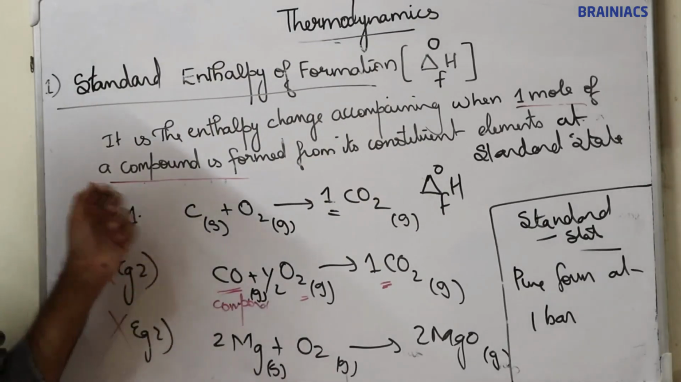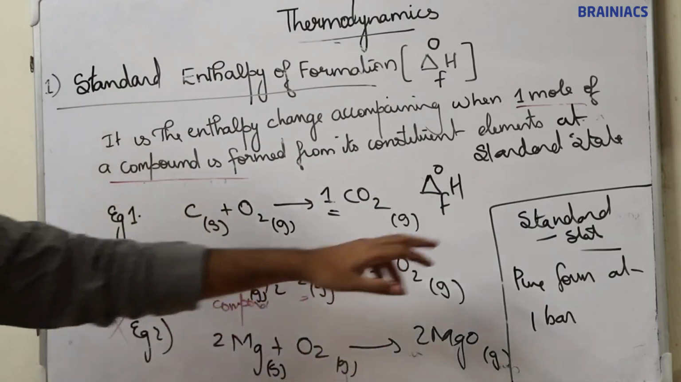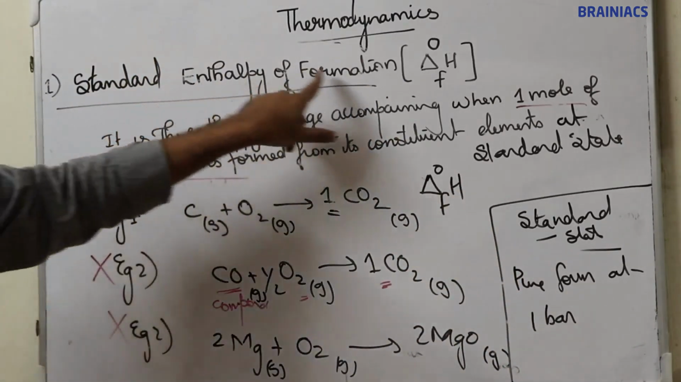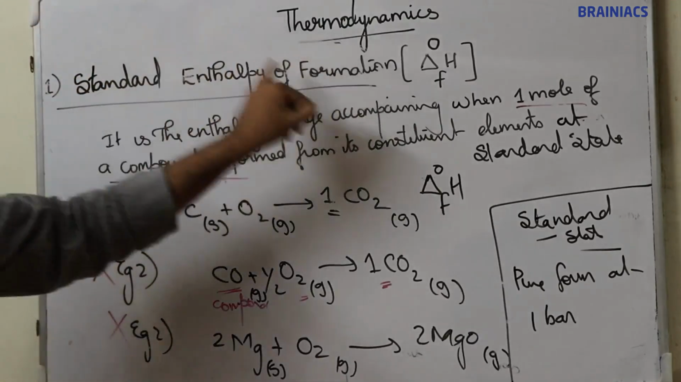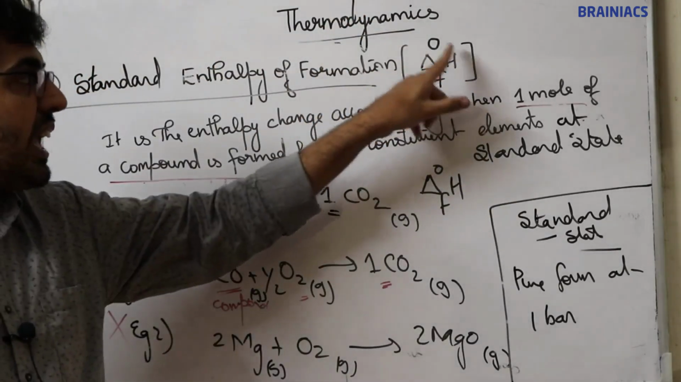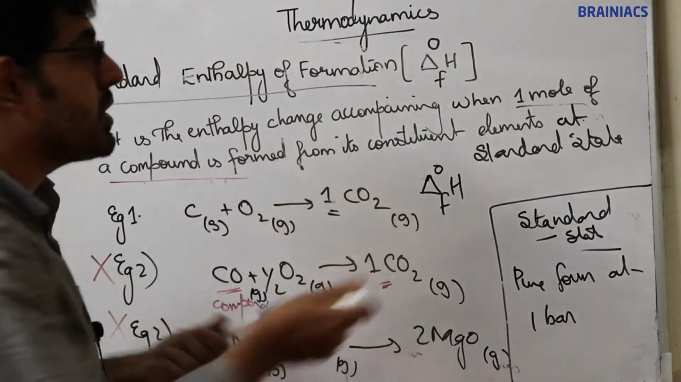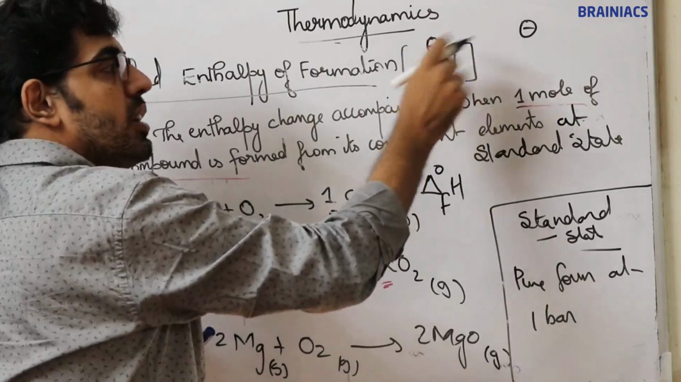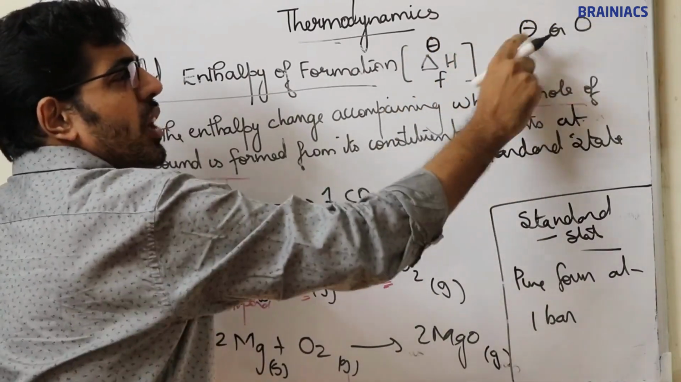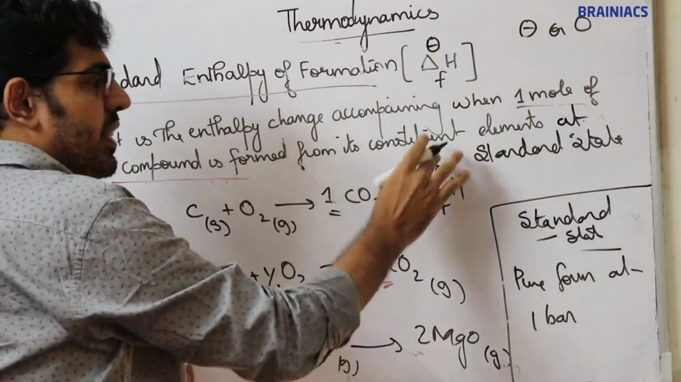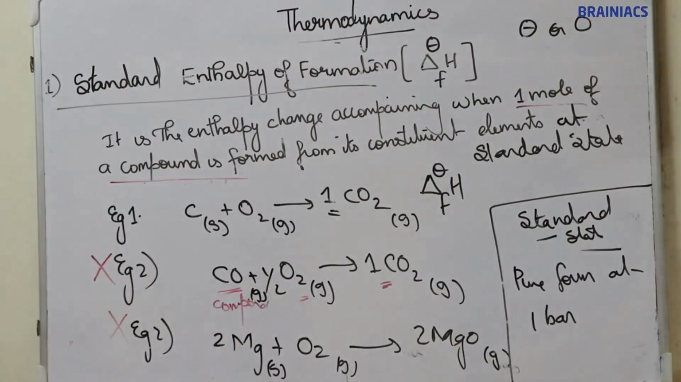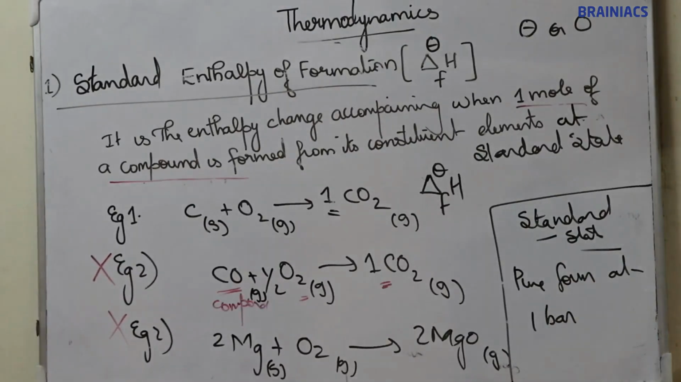Now, if that reaction proceeds under standard condition, that is pure form, 1 bar pressure, then that enthalpy of formation is known as standard enthalpy of formation, represented by delta HF 0, or you can use theta. You can use anything, theta or 0. Okay, this is enthalpy of formation or standard enthalpy of formation. I think it's clear. Moving on to next enthalpy.